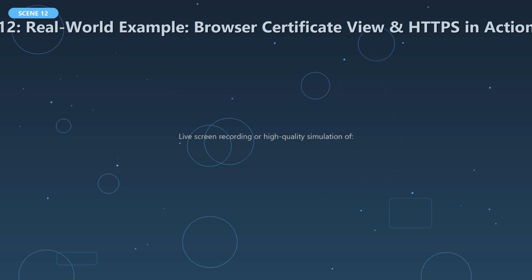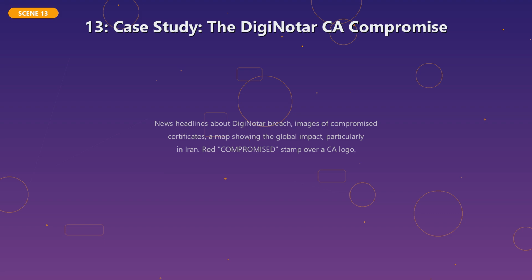This is your browser protecting you from potential man-in-the-middle attacks or insecure websites. This immediate visual feedback, backed by the complex PKI system, is how users are empowered to make informed decisions about online trust. It's a testament to the power of these cryptographic building blocks working in harmony. While the PKI model is incredibly robust, its Achilles heel is the trust placed in certificate authorities.